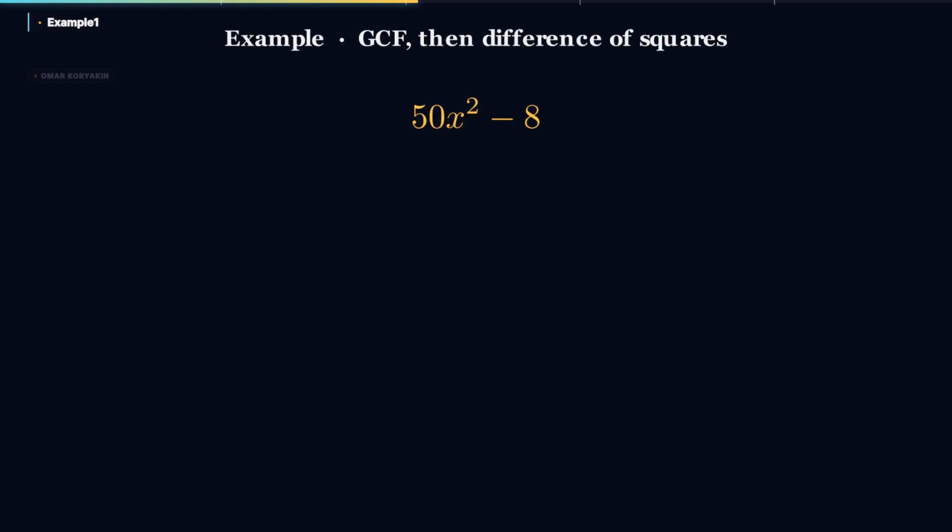Example 1. Factor 50x squared minus 8 completely. The standard rule says GCF first, so look at 50 and 8. Their greatest common divisor is 2. Pull out a factor of 2 and the polynomial becomes 2 times the quantity 25x squared minus 4. Count the terms in what remains. 25x squared minus 4 has 2 terms, both perfect squares connected by a minus sign. That is exactly the difference of squares pattern, and a is 5x and b is 2.